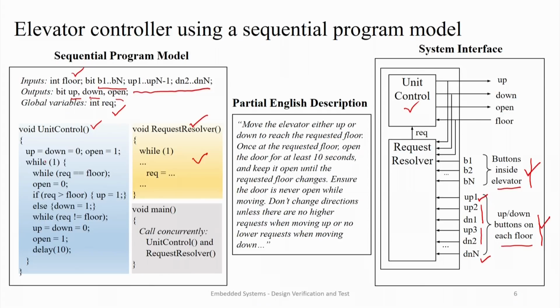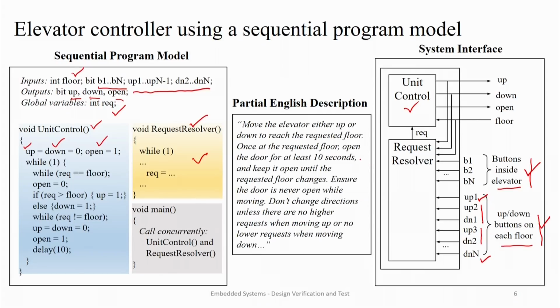Initially, for the unit control, the outputs up and down are 0 and the door is open. Why? Because initially it will be at the idle position. At the idle position, the requested floor will be equal to the current floor, and it will neither go up nor go down, therefore the lift will be stationary. So, up and down are 0 and the door of the lift is open. So, this is what was required.